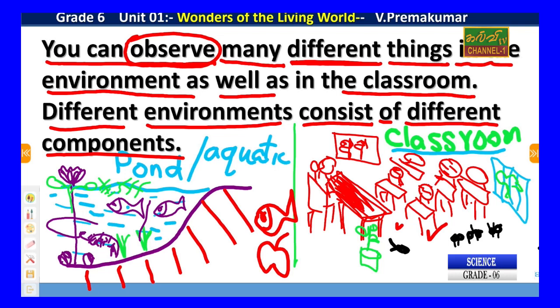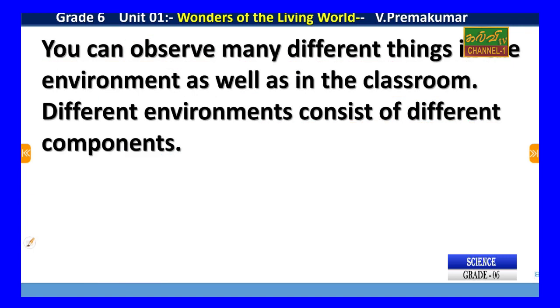Now see your grade 6 textbook. You can observe many different things in the environment as well as in the classroom. Different environments consist of different components. I think you have understood this. Next one.